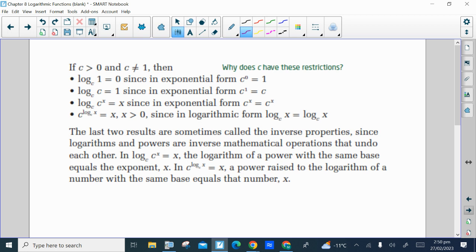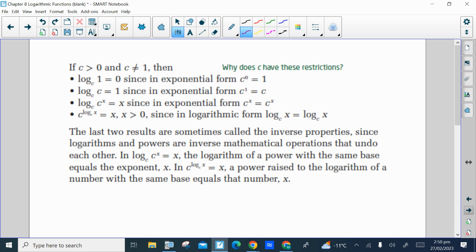So we got a couple statements here. If C is greater than 0 and C can't equal 1, which remember are the restrictions on the base, the first statement says that log base C of 1 equals 0, because if you write that in exponential form by starting with the base and cycling through, you'll get C to the 0 equals 1, which we know is true. So that first statement is true as well.